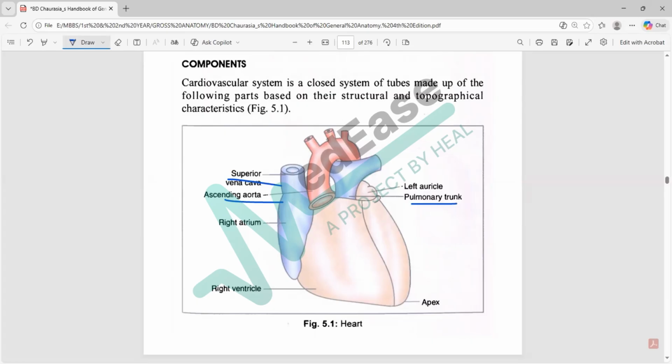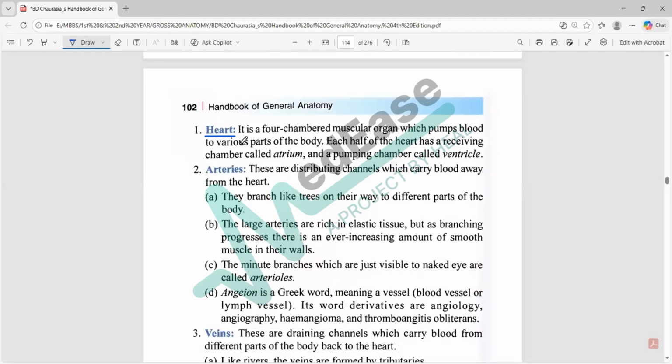Now, when we talk about the basic terminologies, the first is the heart. What is the heart? The heart is mainly a muscular chamber, which is divided into four main regions, and it is mainly involved in pumping of the blood. The smaller region is called the atria, which is the collecting chamber or the receiving chamber. And we have the pumping chamber, or the force-exerting chamber, the ventricles.